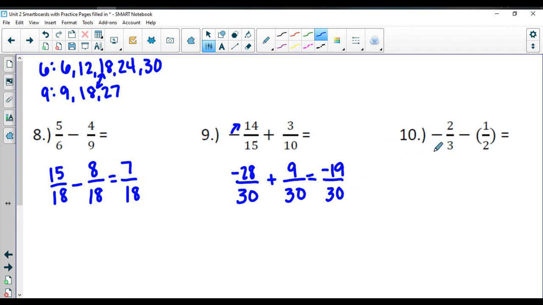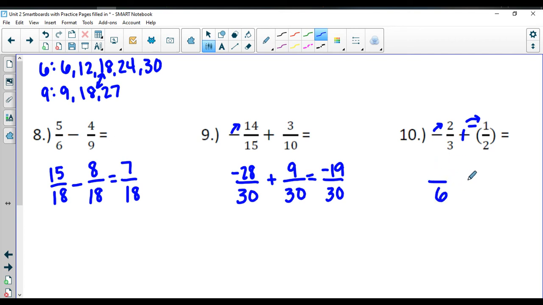Number 10 is a little bit ickier here, but we see a negative fraction to start. I see a subtraction problem, so I'm going to add the opposite. So now both of my fractions are going to be negative, which means I'm going to move the negative up here with the numerators. What is my common denominator between the 3 and the 2?